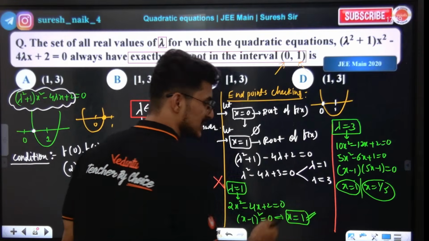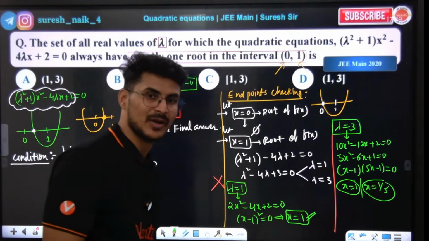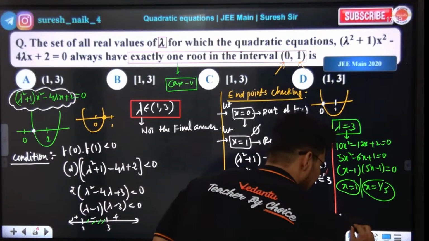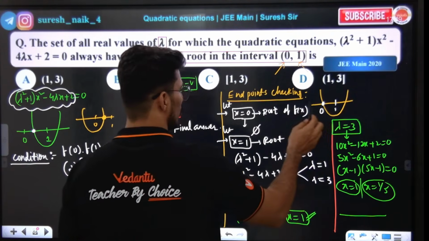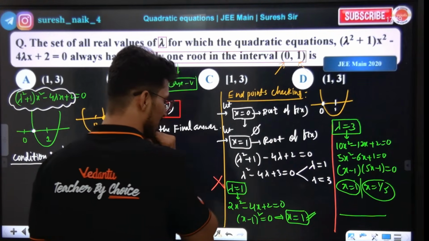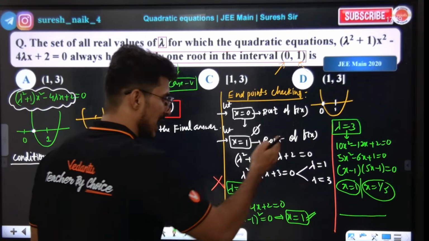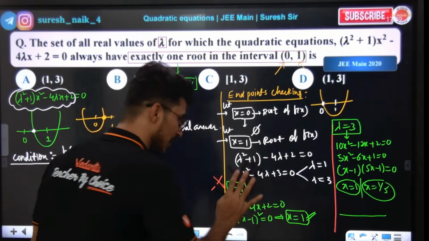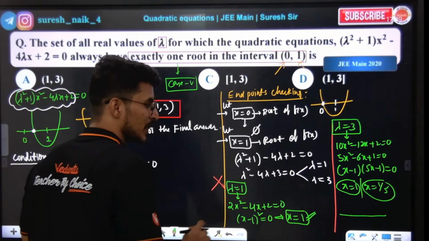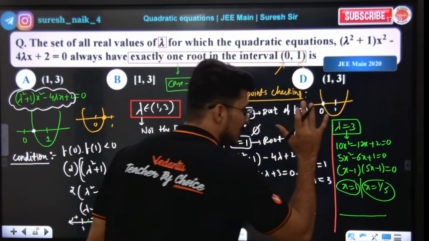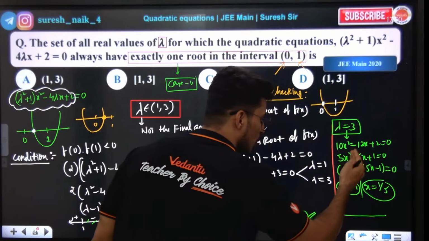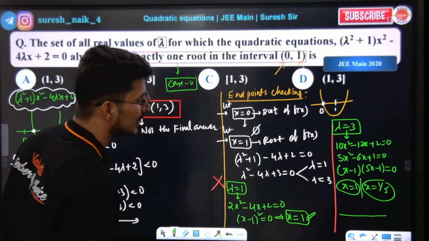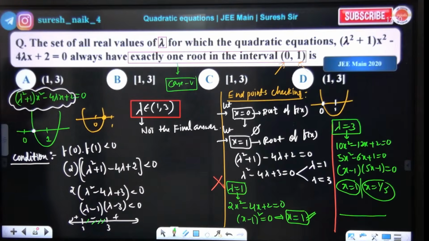Exactly one root. One root I am getting is x is equal to 1, another root I am getting is 1 by 5. Now when x is equal to 1 is the root of f of x, I am getting 2 lambda values. Lambda 1, I am not getting any value in the interval. Lambda value 3, exactly one root lying between 0 and 1.